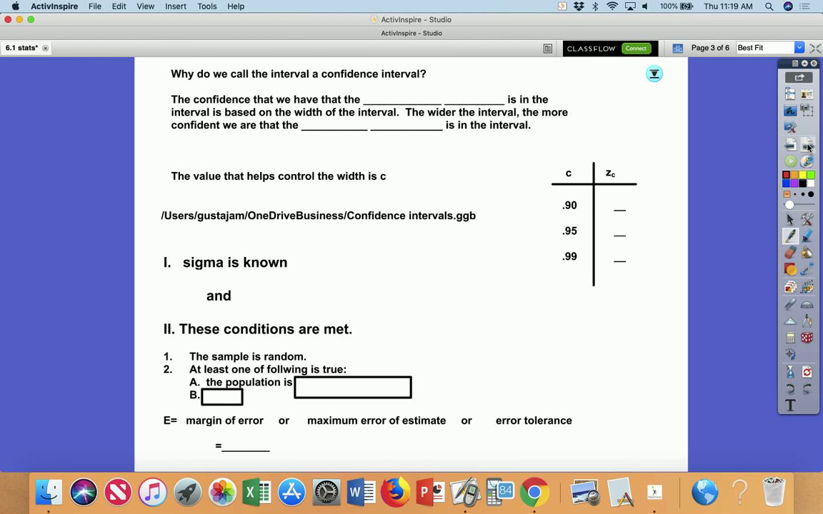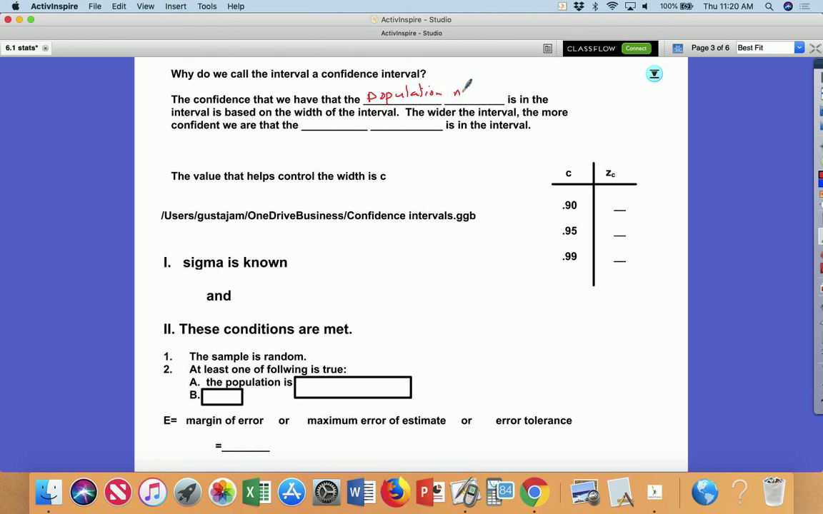Just doing some preliminary stuff before we get into the problem. Why do we call the interval a confidence interval? Well, the confidence that we have that the population mean, mu, is in the interval is based on the width of the interval. The wider the interval, the more confident we are that the population mean is in that interval.